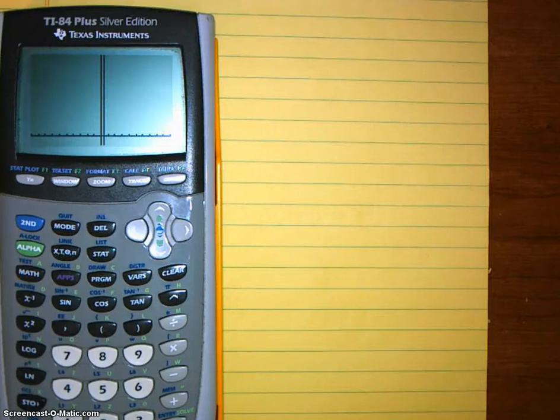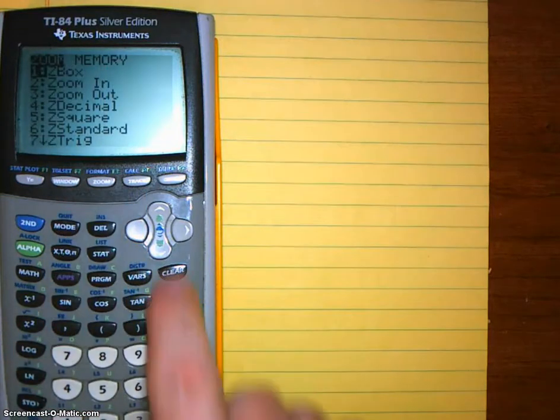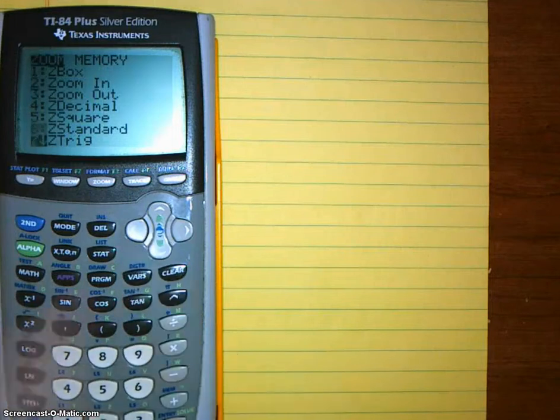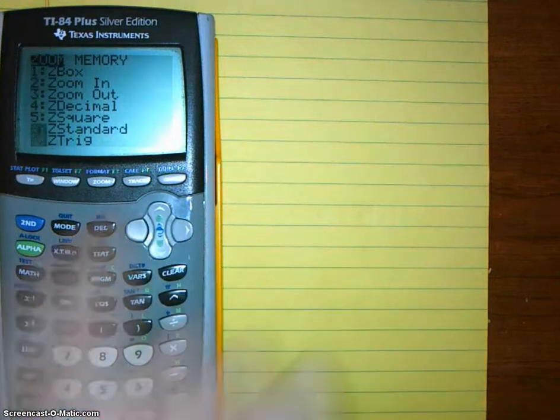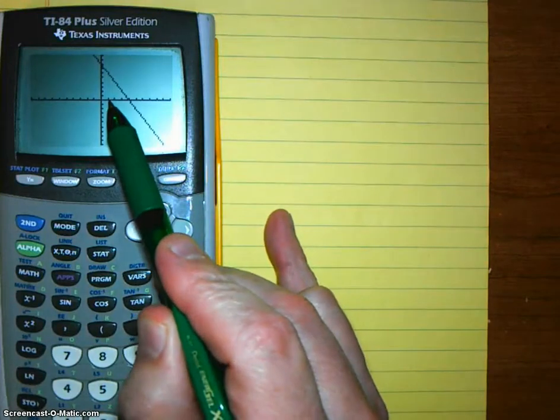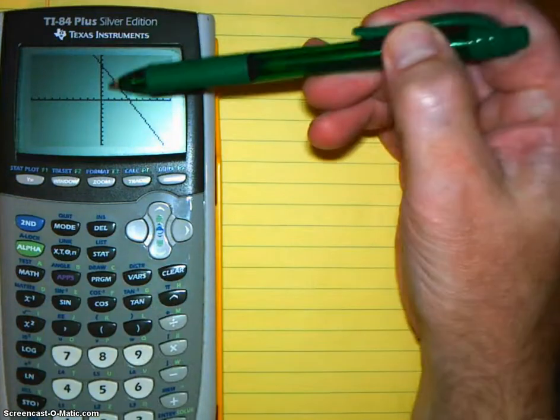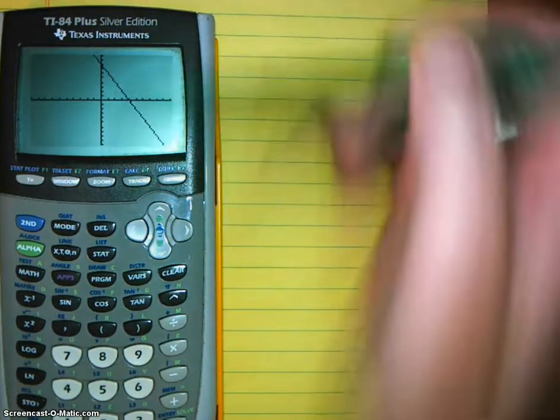Instead of hitting graph, what I suggest you do instead is go zoom, and then go down to number 6, which is zoom standard. Oops, I went one too far. So what zoom standard does, it makes it so that each of these tick marks counts as 1. So it's 1, 2, 3, 4, 5, 10 across, 10 that way, and also 1 in this direction. 1, 2, 3, 4, 5, 6. So we can see the graph.